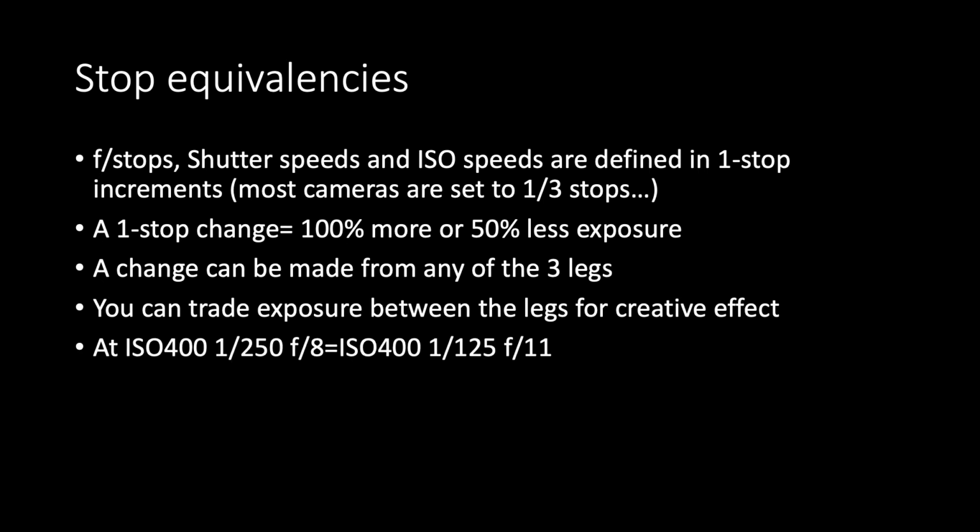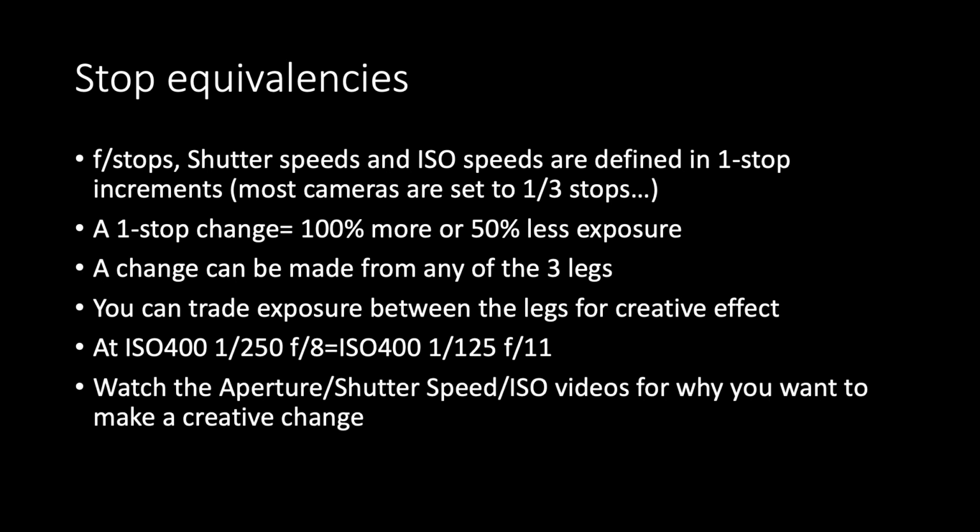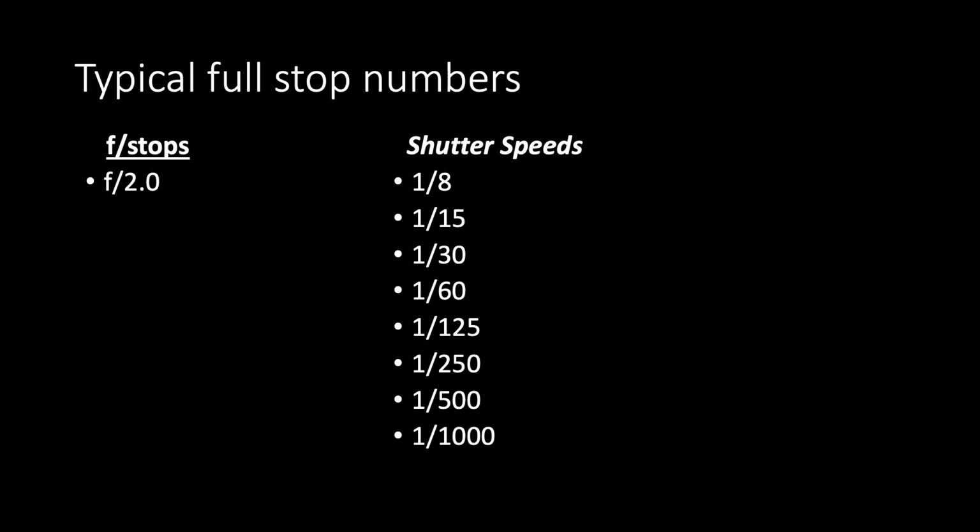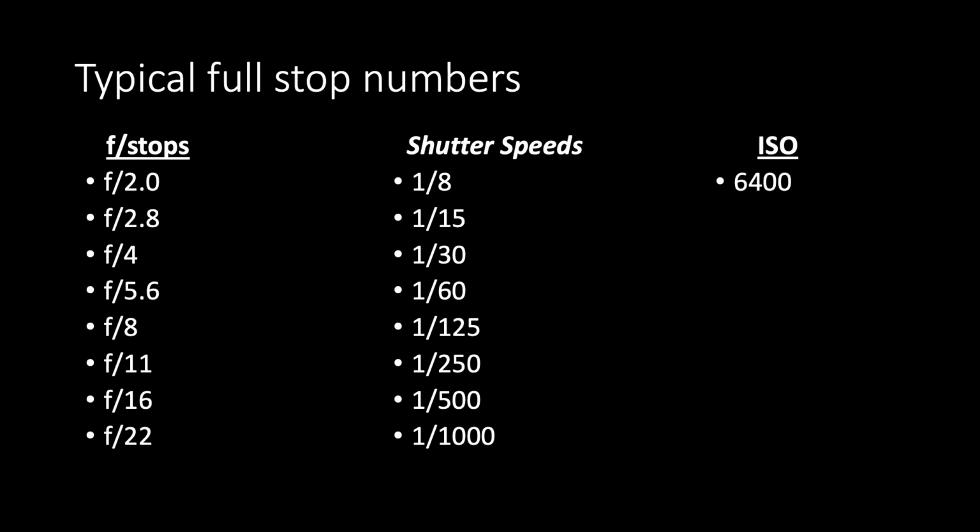Here's an example. If we want more depth of field and we start at ISO 400, 1/250th of a second at f8, we can leave the ISO where it is, slow the shutter speed down one stop, and change the aperture from f8 to f11, and we get an equivalent exposure between the two different pairs of settings. And again, watch those aperture, shutter speed, ISO videos as to why you might want to make those creative changes. Here's a list of typical full stop numbers with shutter speeds, f-stops, or apertures.